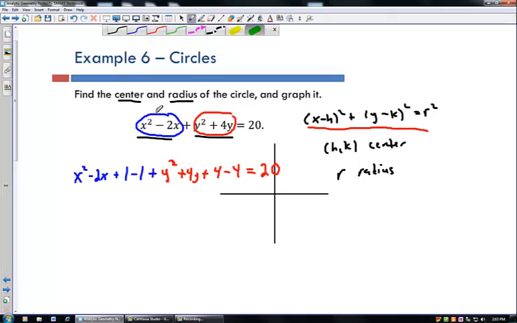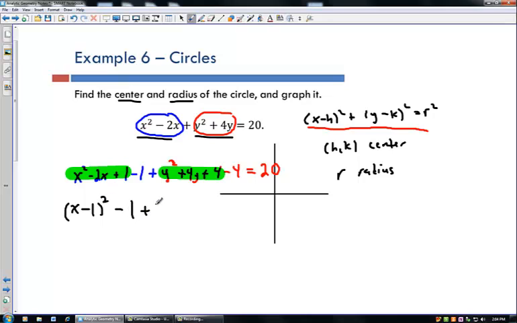And so what I have, because I added half the middle term squared, this should be a perfect square, and so should this. And so let's write it down. So this is going to be x, and because this is minus, it's going to be minus 1 quantity squared, and I have minus 1, plus, and then I'm going to have y, because that's plus, it's going to be plus 2 quantity squared minus 4, then equal to 20. And then I'm going to move over the 1 and move over the 4, so I'm going to add 5 to both sides, basically. So x minus 1 quantity squared, plus y plus 2 quantity squared is equal to, so I'm adding 5 to both sides because I'm moving over the 1 and the 4, I get 25.